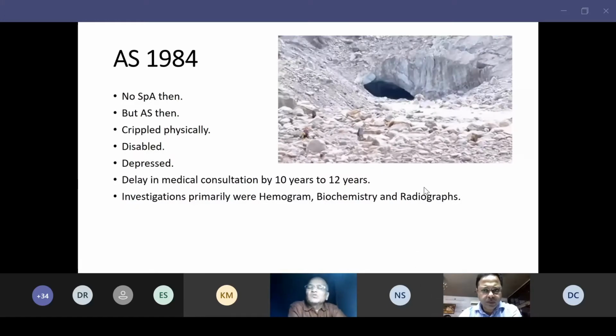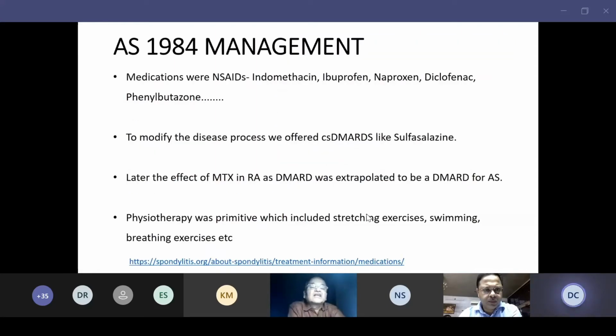1984. No spondyloarthritis then, but AS then. Crippled physically, disabled, depressed, with a delay in medical consultation by 10 to 12 years. Investigations primarily were hemogram, biochemistry, and radiograph. So this is the origin of ankylosing spondylitis. You see, this is the origin of the Ganges at Gangotri. Management of ankylosing spondylitis in 1984.